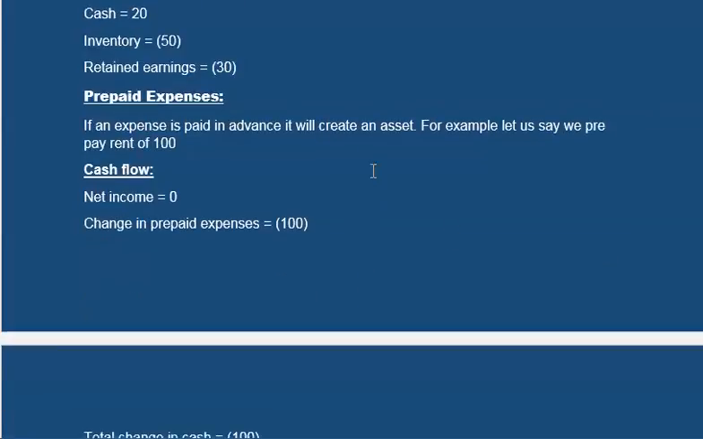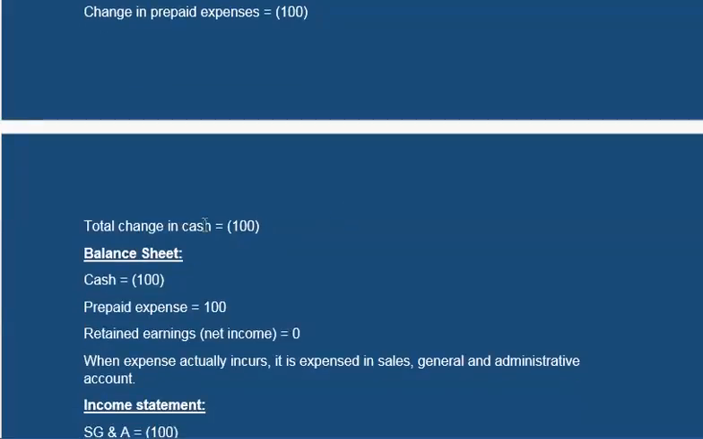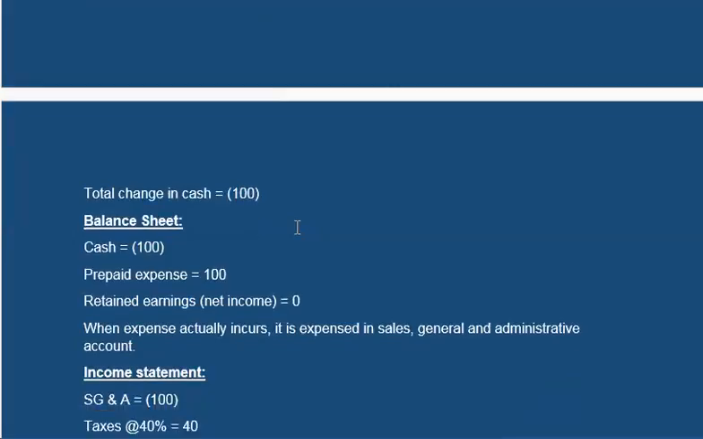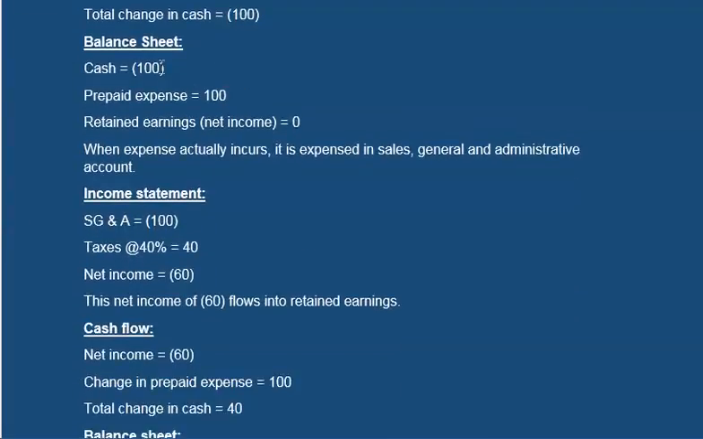Prepaid expenses. If an expense is paid in advance, it will create an asset. For example, let us say we prepay rent of 100. How would it affect cash flow? Cash flow: net income equals 0. Change in prepaid expenses is negative 100. Total change in cash is negative 100. Balance sheet. Cash equals negative 100. Prepaid expense equals 100. Retained earnings, net income equals 0.